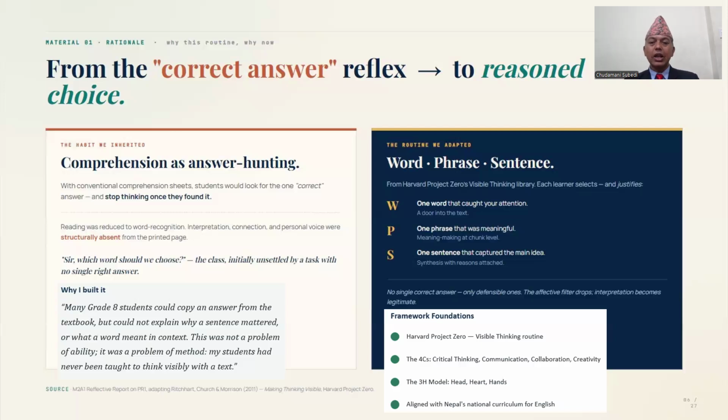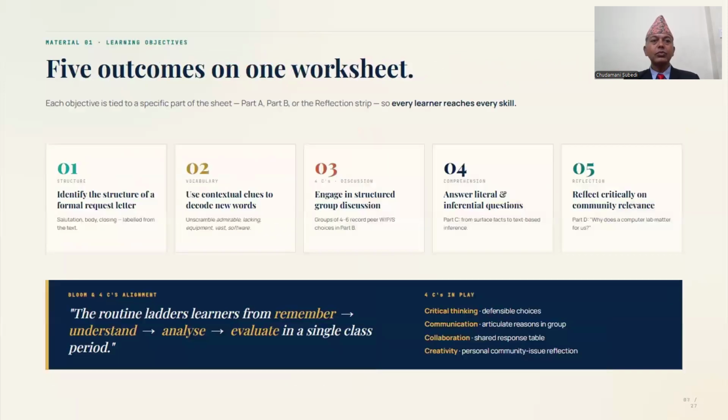The framework foundation is Harvard Project Zero, visible thinking routine. The four C's: critical thinking, communication, collaboration, and creativity. The 3 R's model: head, heart, and hands, aligned with Nepal National Curriculum for English. Five outcomes on the worksheet. Each objective is tied to a specific part of the sheet, Part A, Part B, or the reflection steps, so every learner reaches every skill.